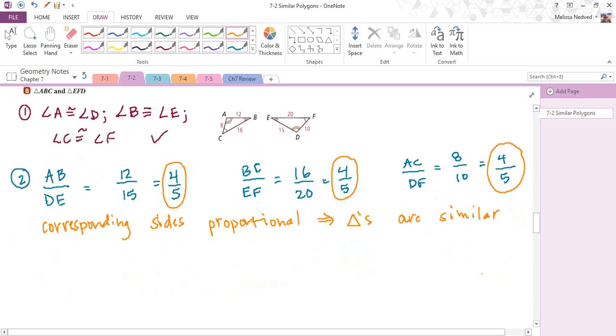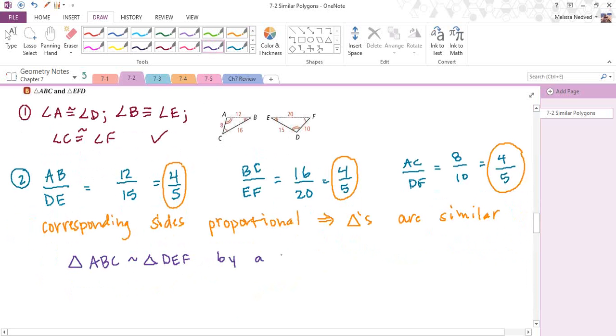Now I need to write a congruence, I keep saying congruence. I need to write a similarity statement. So triangle ABC is similar to, make sure you're not using the congruent sign, just the similar to. Now, make sure that when you write your second triangle, you're writing it in corresponding parts order. So which angle is congruent to angle A? Angle D is. Which angle is congruent to angle B? Angle E. And F is congruent to C. So my similarity statement is triangle ABC is similar to triangle DEF.